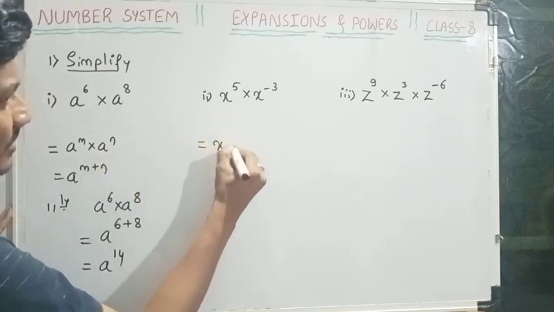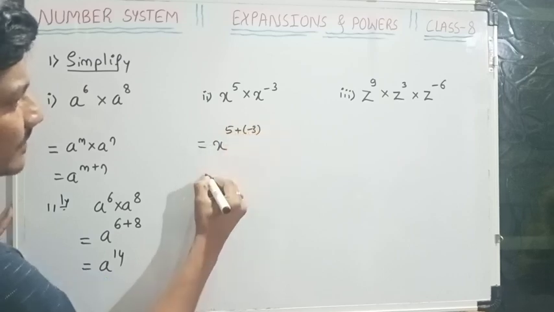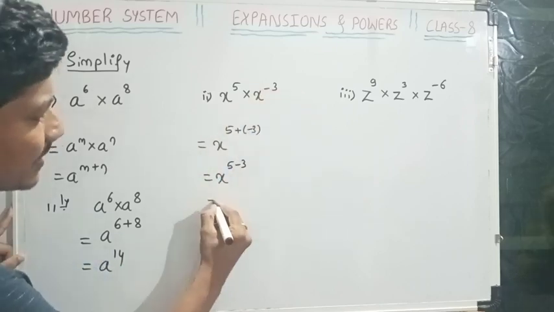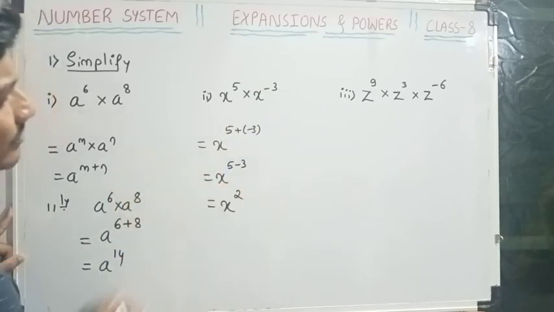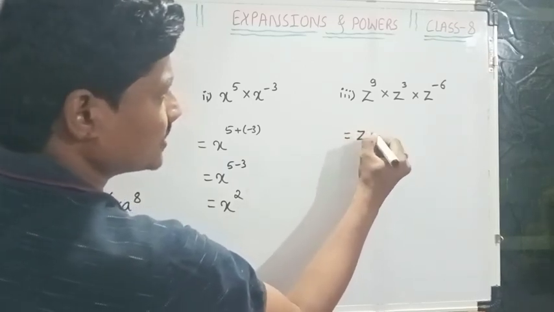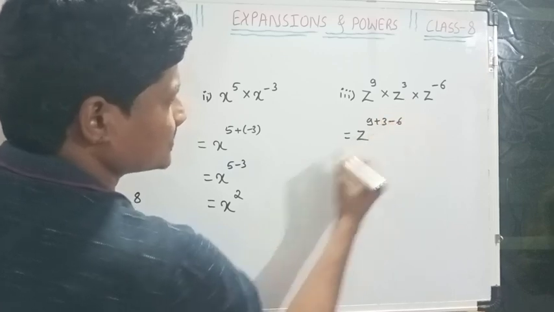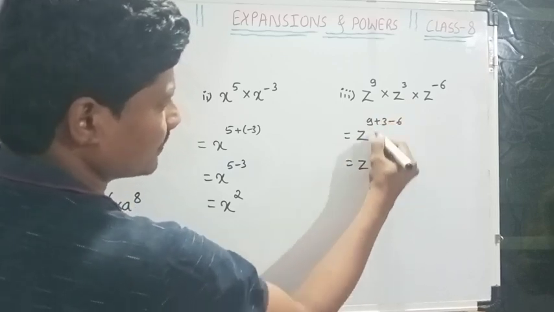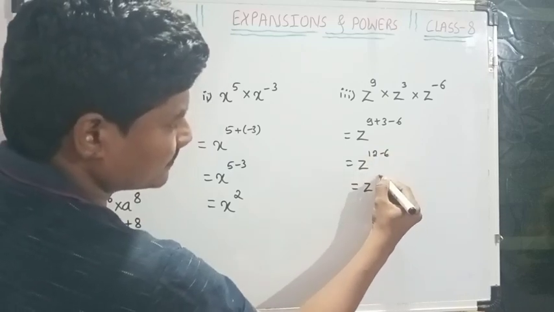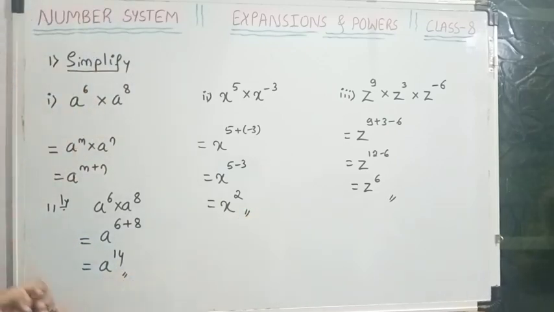Similarly, I am using the same law for this problem also. x to the power 5 into x to the power minus 3 is x to the power 5 minus 3, which is x squared. With the sign, you can say minus 3, so 5 minus 3. Next, z to the power 9 into z to the power 3 into z to the power minus 6 is z to the power 9 plus 3 minus 6, so z to the power 12 minus 6, which is z to the power 6. These are the answers: x squared, a to the power 14.